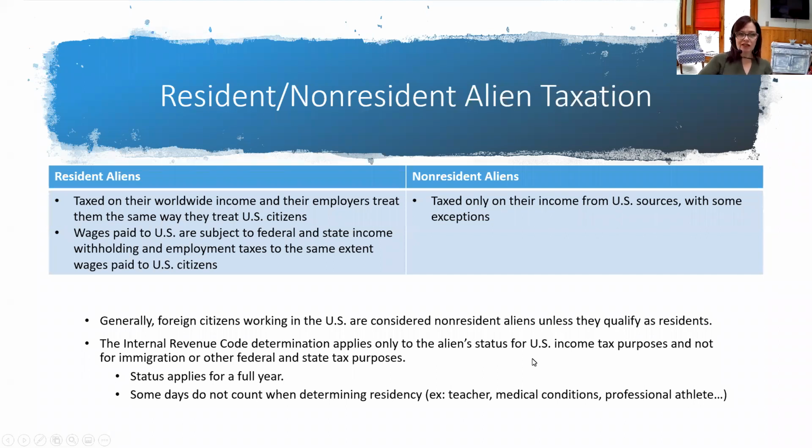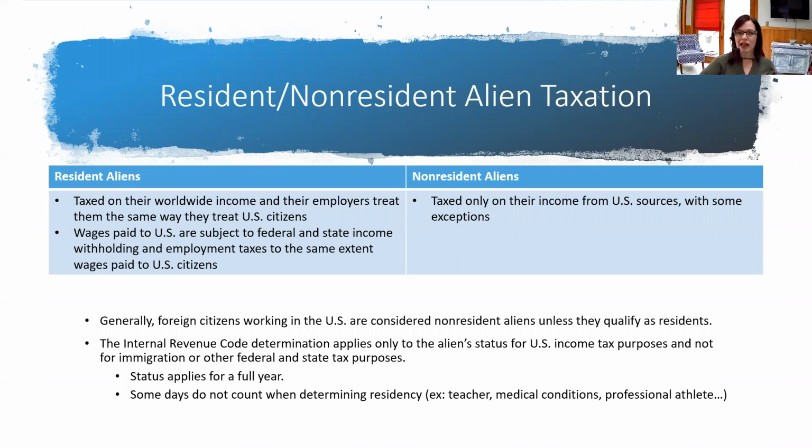So resident versus non-resident aliens. The resident aliens are taxed on their worldwide income, and their employers treat them the same way they treat US citizens. Wages paid to the US are subject to federal and state income withholding and employment taxes to the same extent as wages paid to US citizens.